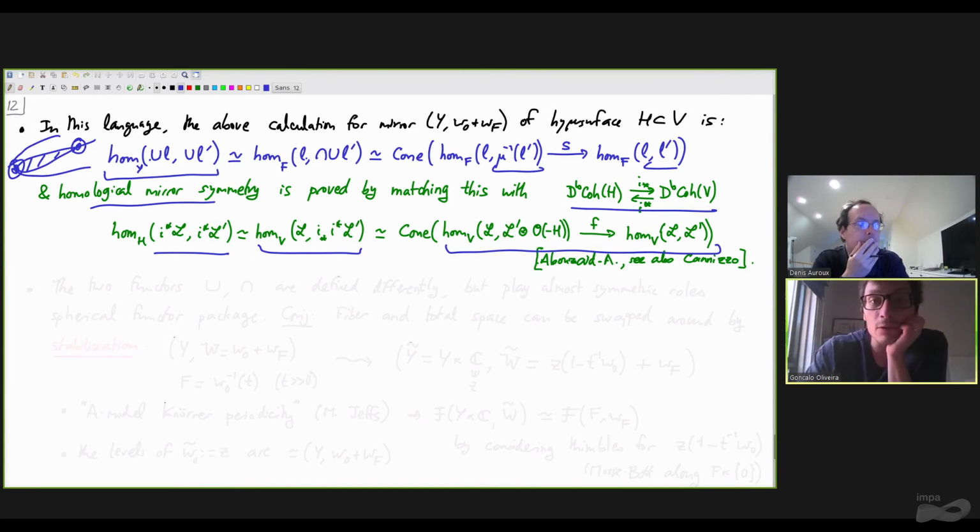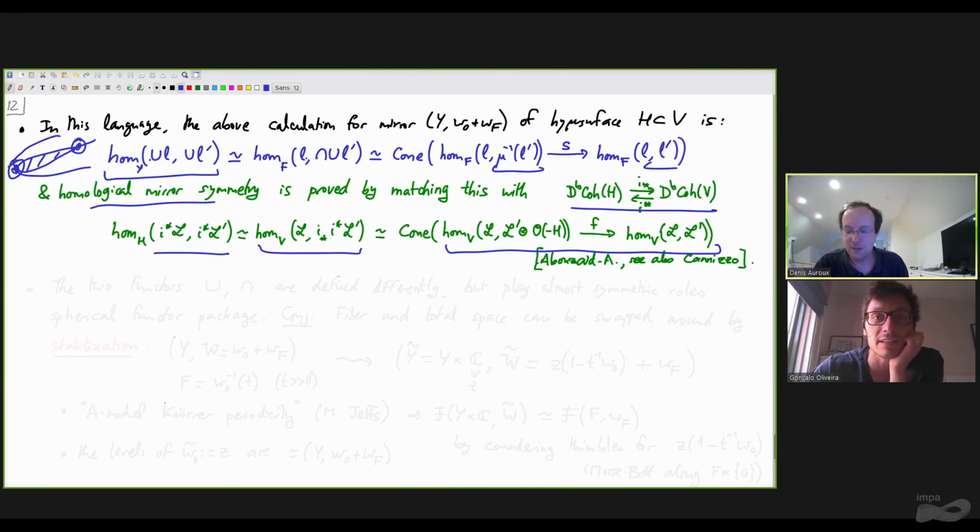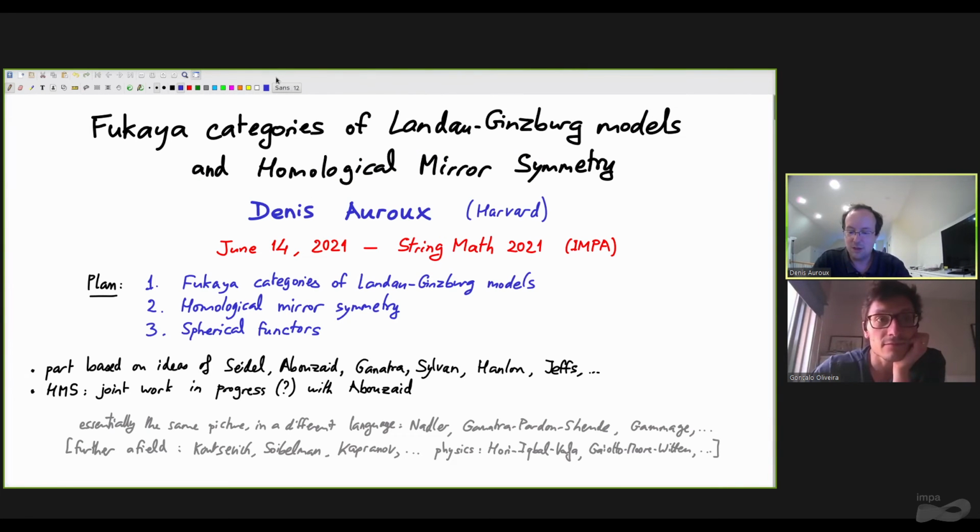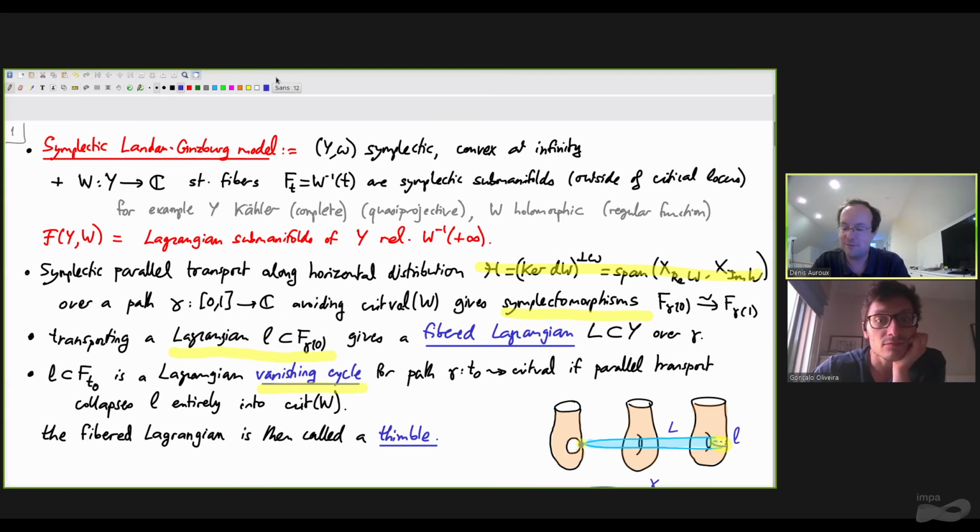So maybe I will start with a very basic question. I don't know why it's called Landau-Ginzburg model. That's a good question, but that would probably be best addressed to a physicist. I think, by now in math, this is just the language for spaces equipped with functions.